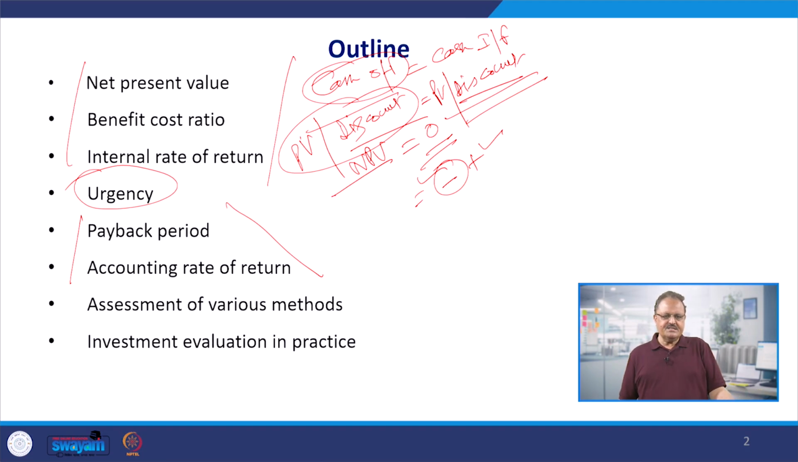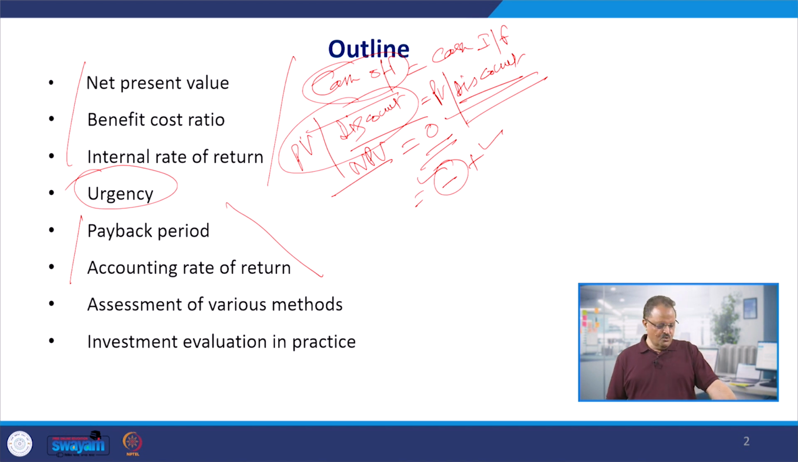So, seeing the rest of the investment working, we will have to make that investment into that, say, one component, one machine, one plant, one component of the plant, and there the investment criteria, maybe NPV, benefit cost ratio, IRR, payback period or accounting rate of return, will work. So, that is urgency.